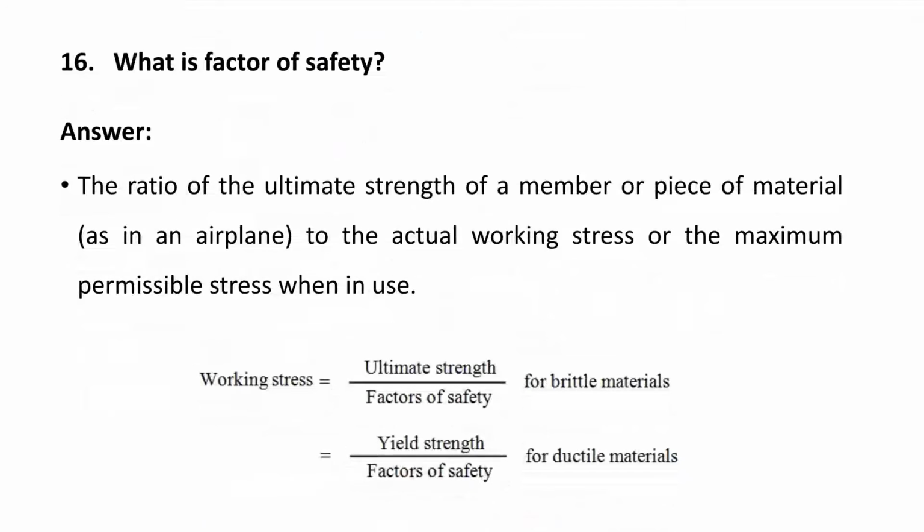Next question, what is factor of safety? The answer is the ratio of the ultimate strength of a member to the actual working stress or the maximum permissible stress when used. That is known as factor of safety, and it is different for different materials. For brittle material, the factor of safety is equal to ultimate strength divided by working strength, whereas for ductile material, the factor of safety is equal to yield strength divided by working strength.